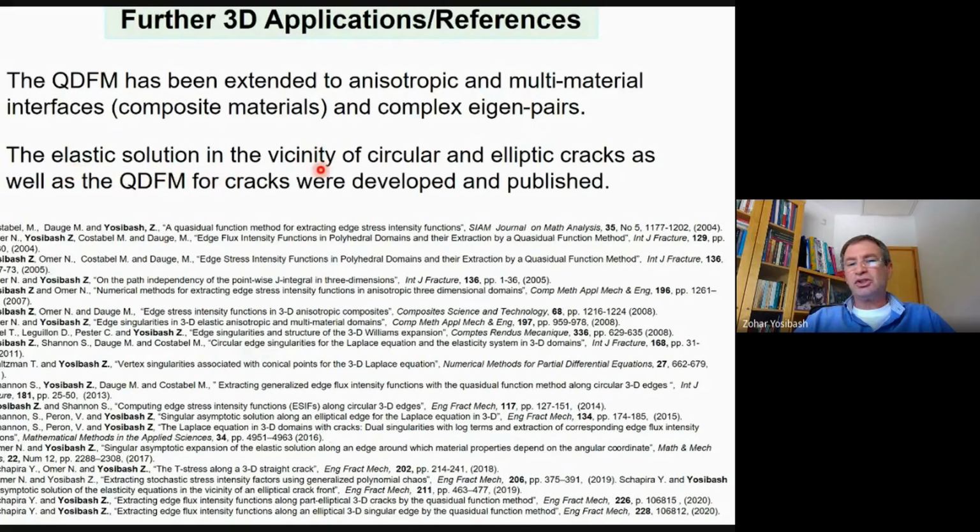The exact solution for cracks now, I was talking about a straight front. So we extended that to circular fronts, any boundary condition, it does not have to be axisymmetric or whatever, and also elliptical cracks, which are very, very common in practice.